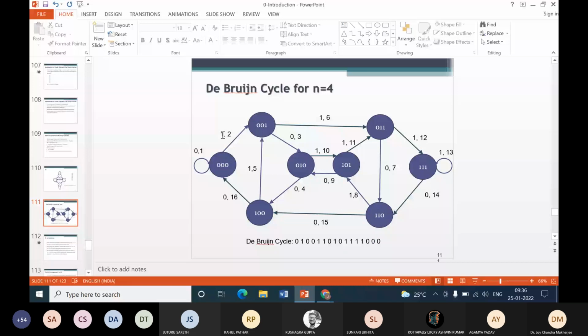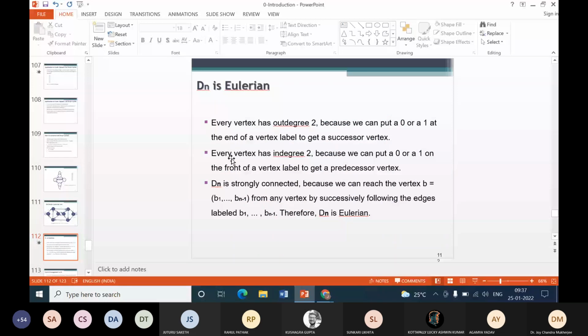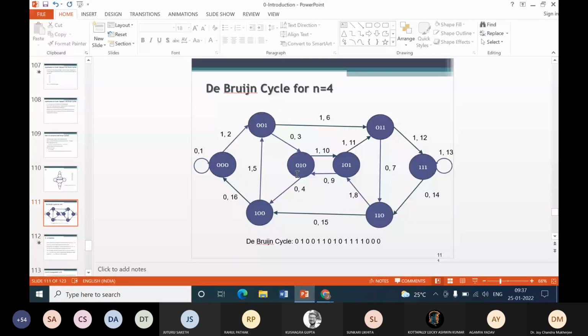Like here, both have bit 1. So basically what they write is, every vertex has in degree 2 because we can put a 0 or a 1 on the front of the vertex level to get the predecessor vertex. If I put a 0 here, 0 0 0 is my previous vertex. If I put a 1 here, 1 0 0 is my previous vertex. Okay, so the in degree of every vertex is also true.